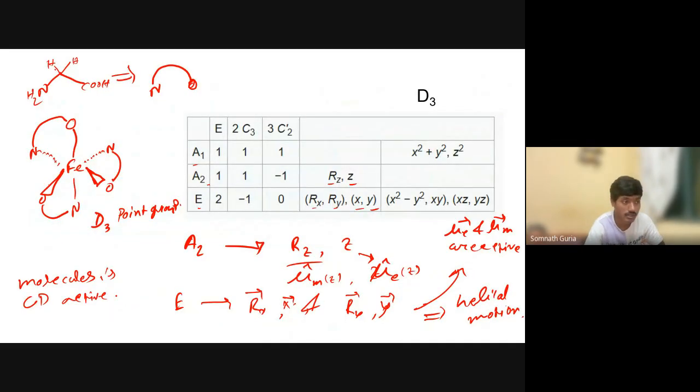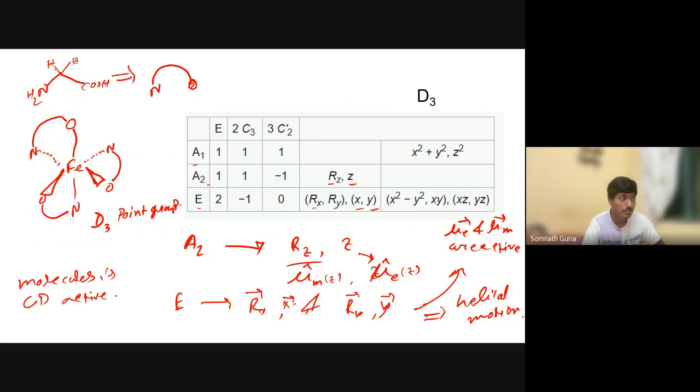Now we have another example, the iron glycinate complex, which is a D3 point group. We can find that two orbitals, A2 and E, are associated with Rx and Ry, both active together, and A2 is active for Rz and Z combined. So the electric dipole moment and the magnetic dipole moment combine together. They can make a helical motion.